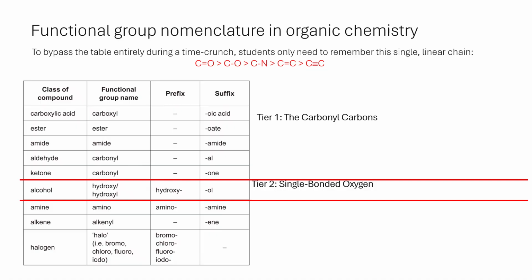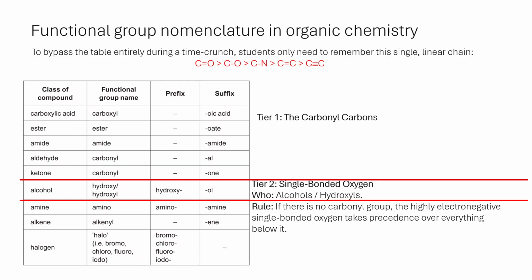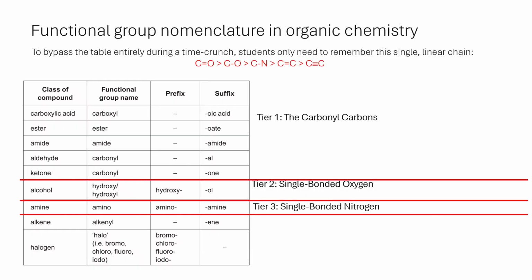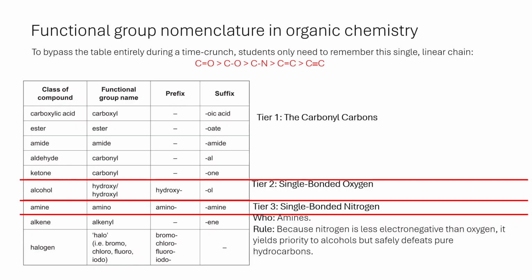Who: alcohols, hydroxyls. Rule: if there is no carbonyl group, the highly electronegative single-bonded oxygen takes precedence over everything below it. Tier 3, single-bonded nitrogen. Who: amines. Rule: because nitrogen is less electronegative than oxygen, it yields priority to alcohols, but safely defeats pure hydrocarbons.